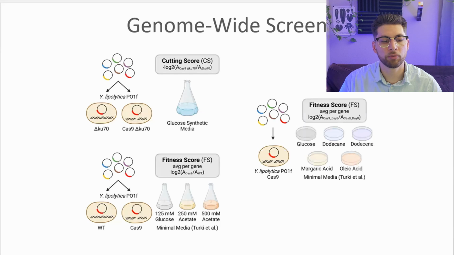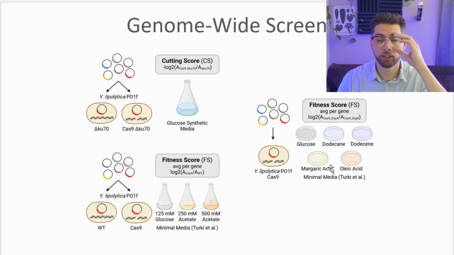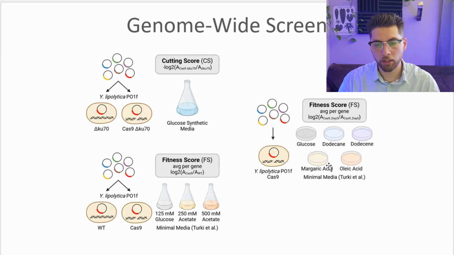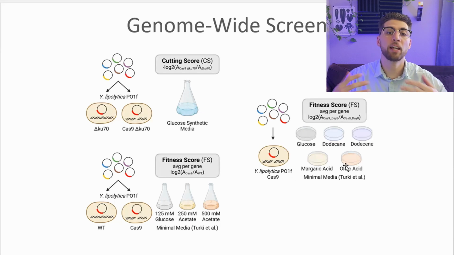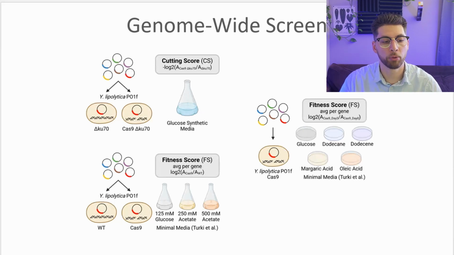So we also did some fitness score experiments on solid media. So instead of growing them in liquid culture, we grew them on solid plates, and we had a slightly different calculation for finding the fitness score, but the idea was the same. And we did this in fatty acid and other hydrocarbon media, so dodecane, margaric acid, and oleic acid. So, if we get high fitness scores in any of these conditions, potentially deletion of that gene would improve growth.